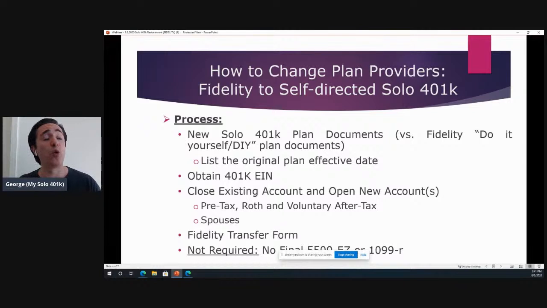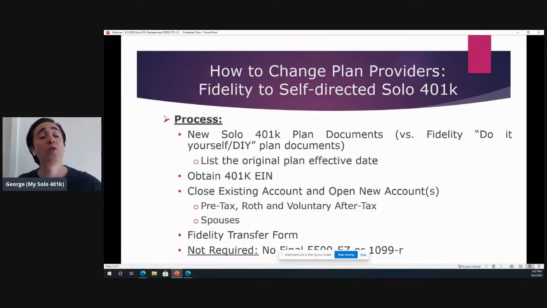We would then get a 401k EIN. So for people that set up a solo 401k at Fidelity, like we were talking about in the prior slide, they need an EIN for their business. That's what Fidelity requires, but Fidelity doesn't get a separate EIN for the 401k. So with our process, we do get a separate EIN for the 401k. That's the regulatory expectation. That's the correct way to do it. And so right at the outset, we'll get that EIN.